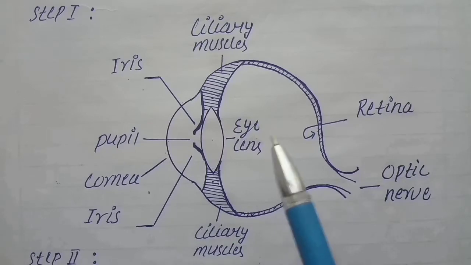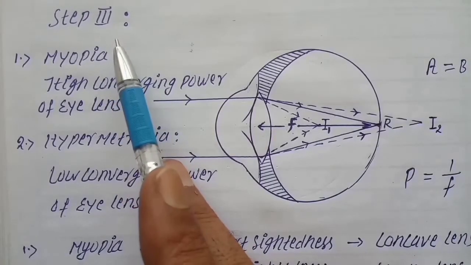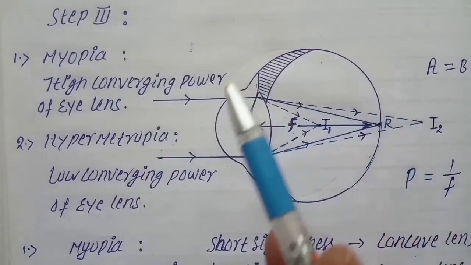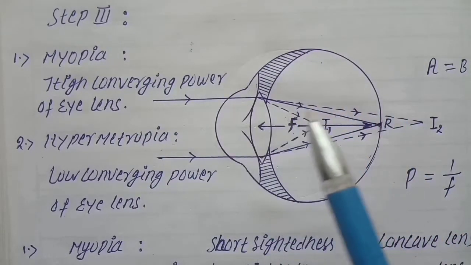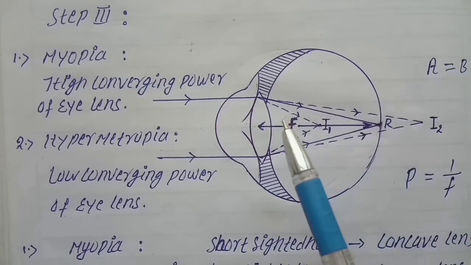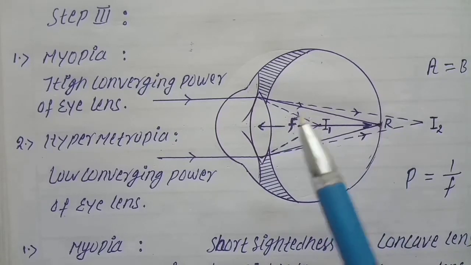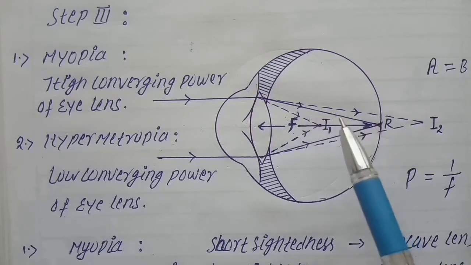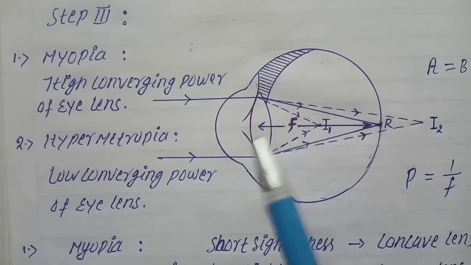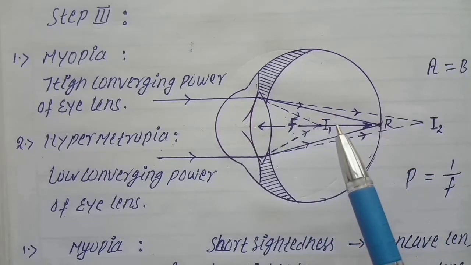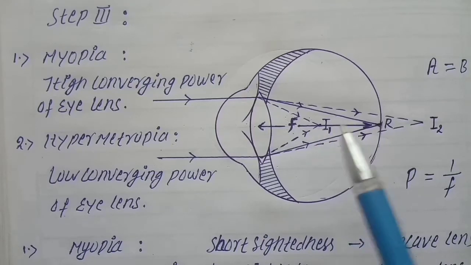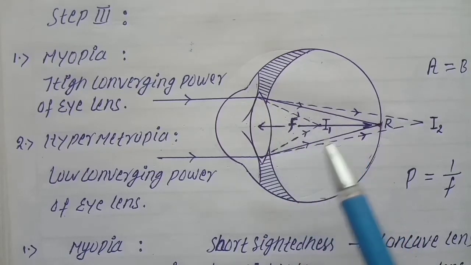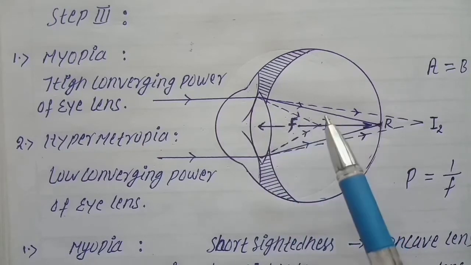So let me start step third. This is the third step. This step belongs to defects of vision and many other questions to recognize these defects. These questions are very important for us because they frequently come in board examinations to assess the basic concept of the student. So we have to learn here how many different types there are to recognize these defects.